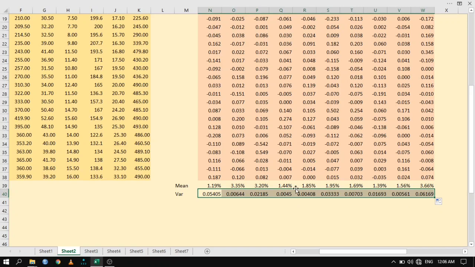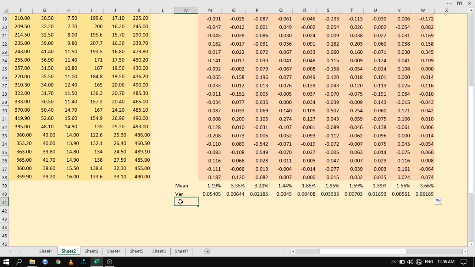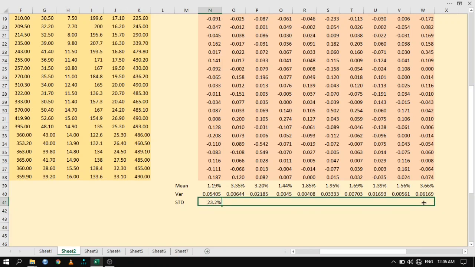Based on that information, I'm going to calculate the standard deviation, because I have the variance value right now. We all know the standard deviation is equal to the square root of the variance. So equal square root, and copy the formula. So these are the standard deviation values.